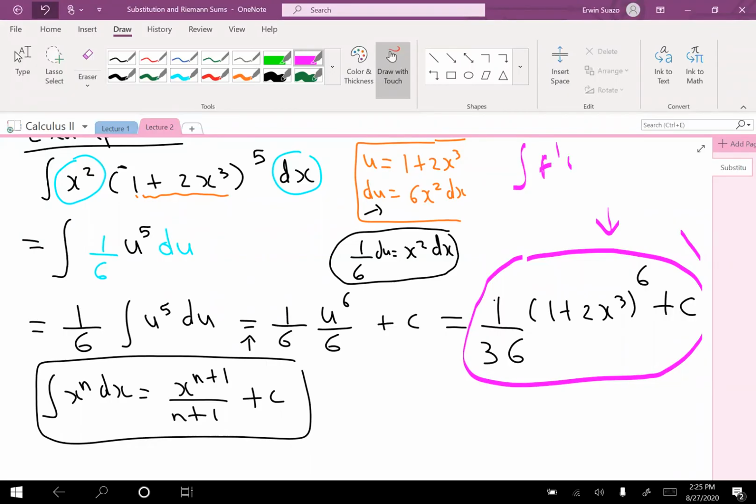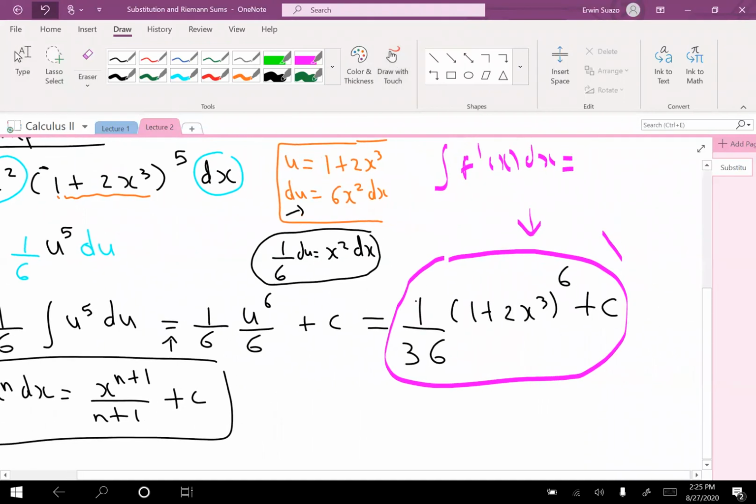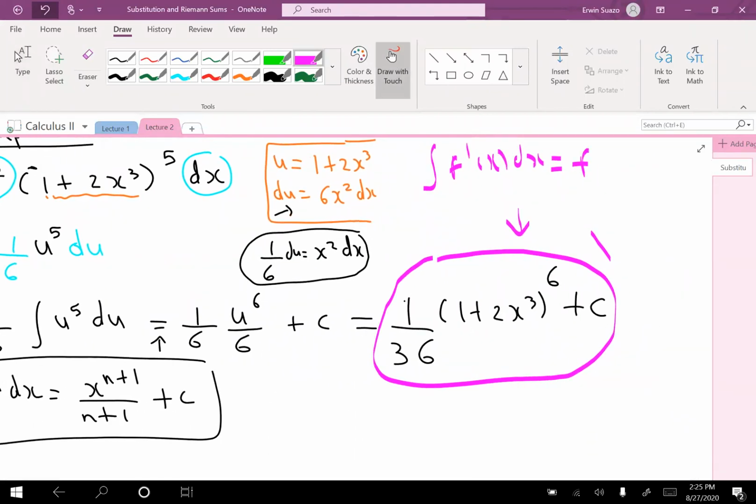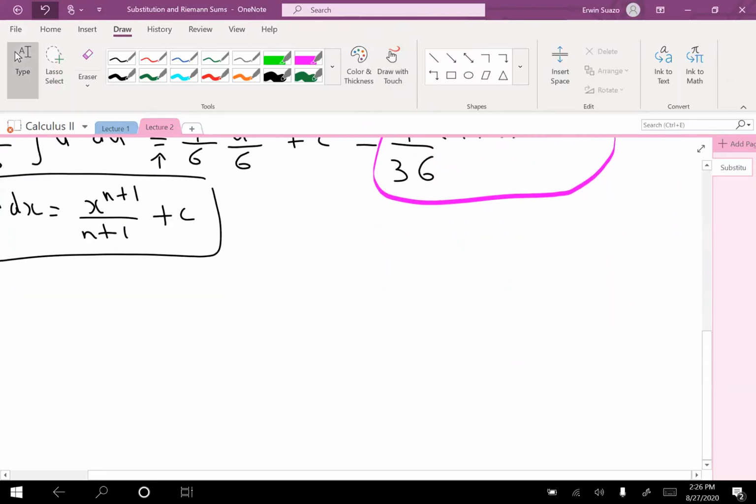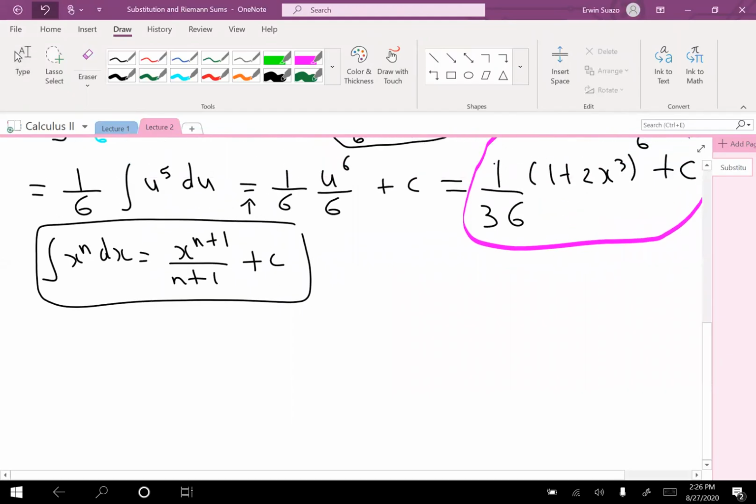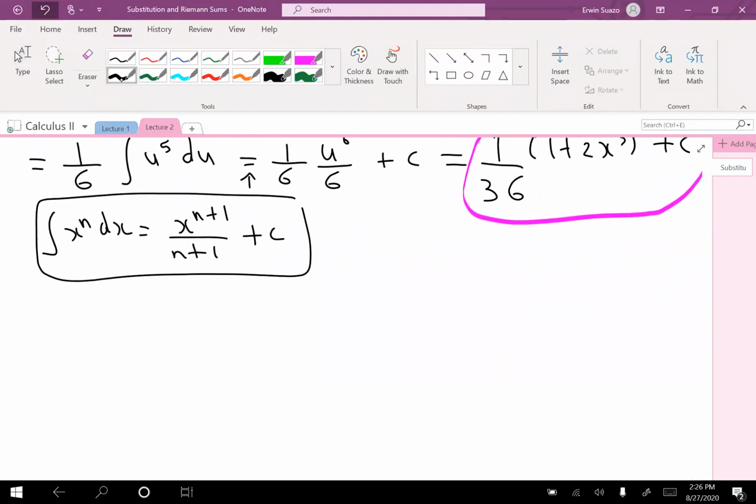The integral of f prime of x dx equals f of x plus c. That's the fundamental theorem of calculus. So if I find the derivative of this, I need to get what I need. So, okay, let's do the derivative. That's what I was doing with derivatives last class. So let's do the verification.